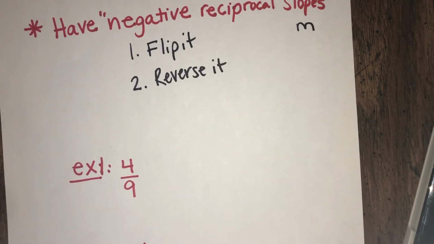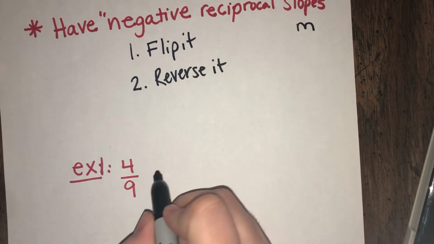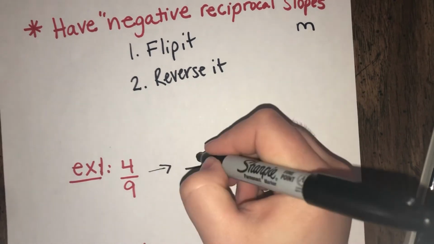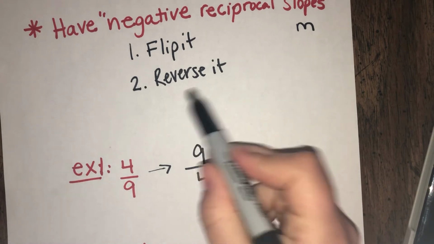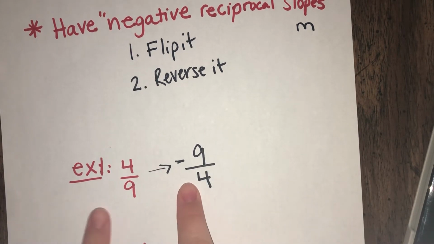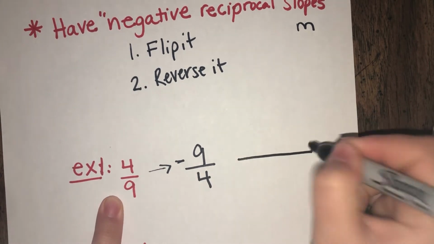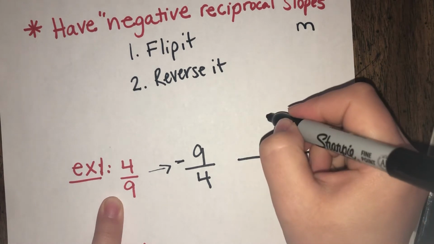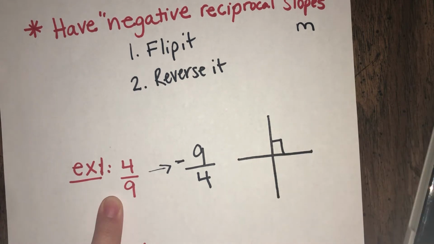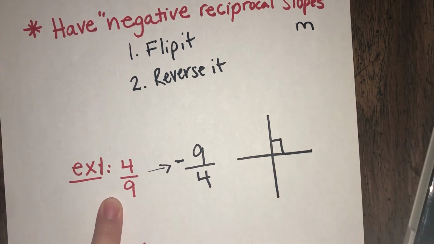So from your notes, we had our first example of 4 over 9. Step number 1, according to Missy Elliott, says we're going to flip it. So whatever is on top goes to the bottom, and whatever's on the bottom goes to the top. Step number 2, reverse it. If it's a positive, to reverse it, we change it to a negative. This would be our new slope. These two are complete opposites, which would allow one line to move that way, another line to move completely down the center, not necessarily the center, it could be anywhere, and create a 90-degree angle.